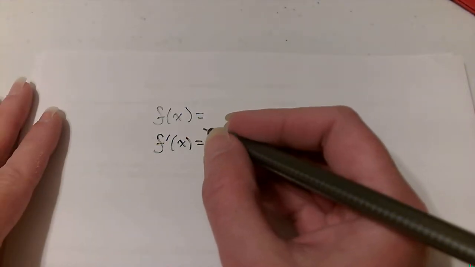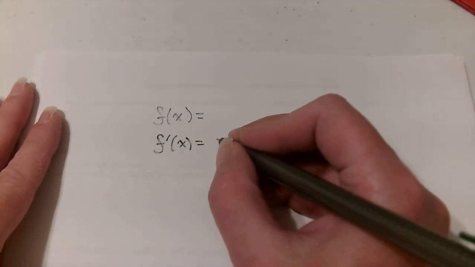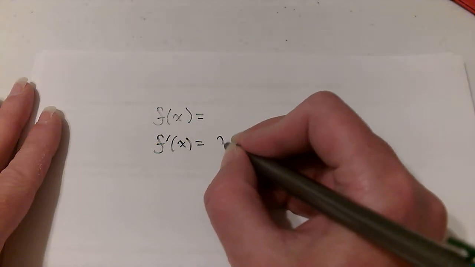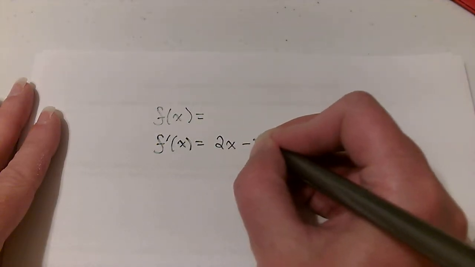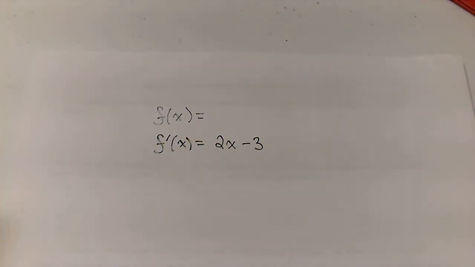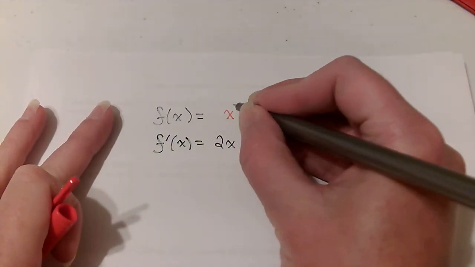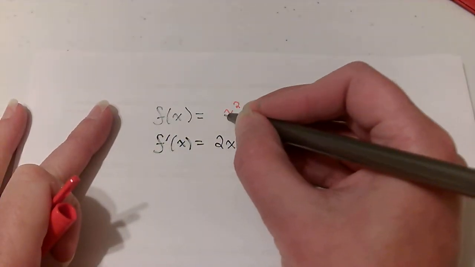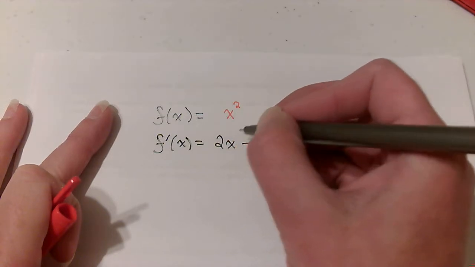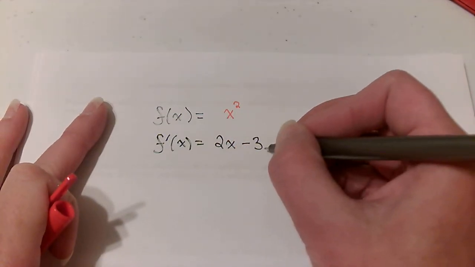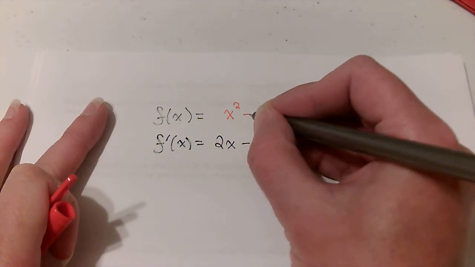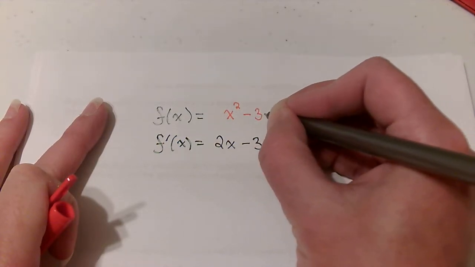So let's just kind of think through it. What if I knew that the derivative was 2x minus 3? What could I have as my original function? Well, we know if we got 2x, then that had to come from x squared, right? Because we would have taken the exponent down and then subtracted 1 from there. To get just a negative 3, that would have come from negative 3x.